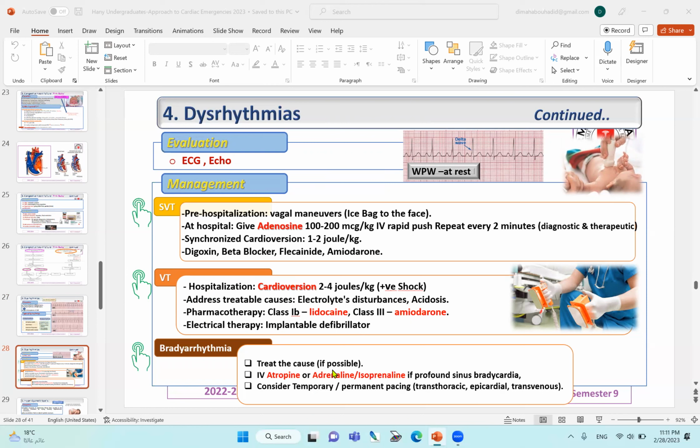Bradyarrhythmia: we have to treat the cause. If there is electrolyte disturbance, we can give atropine and adrenaline for profound sinus bradycardia, increasing the heart rate, and we can consider a temporary or permanent pacemaker or placing an epicardial pacemaker.